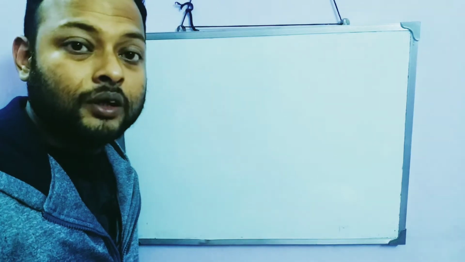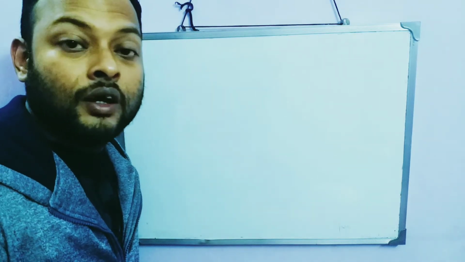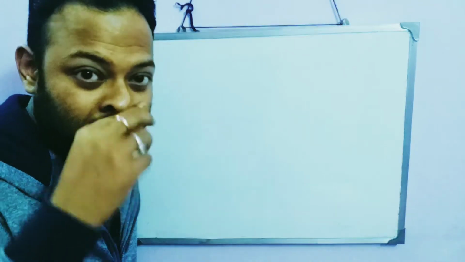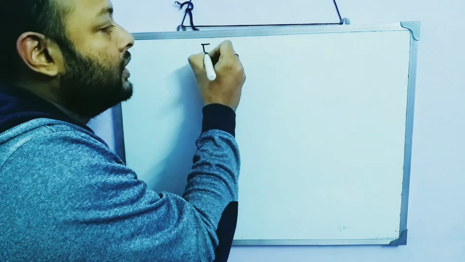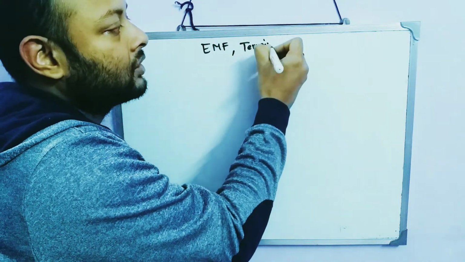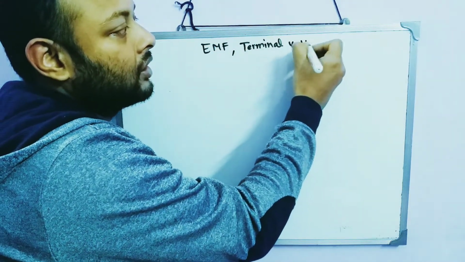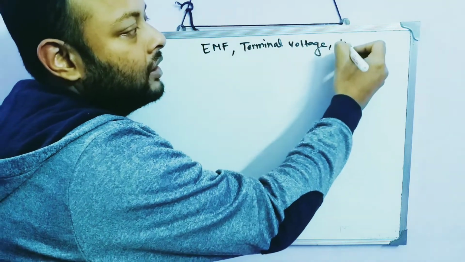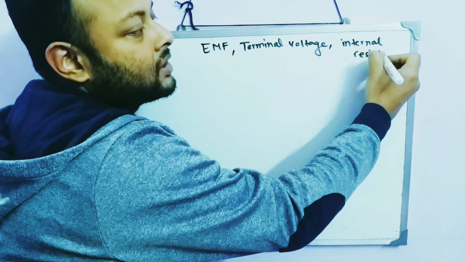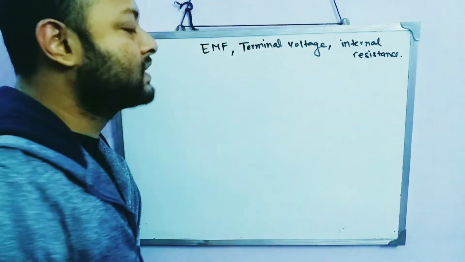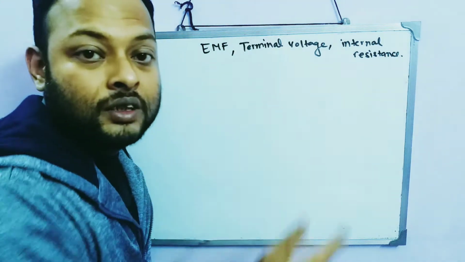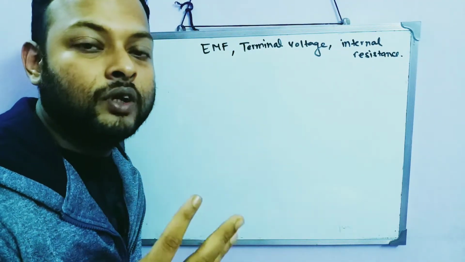So today I think I'm doing lecture number 10 of this chapter, current electricity. Today we will discuss EMF, terminal voltage, and internal resistance. So we will discuss these three topics. Now obviously I won't be able to explain all these three in one video. I will be making three videos.